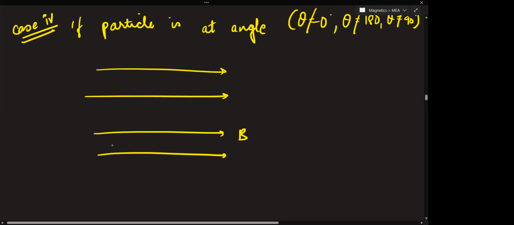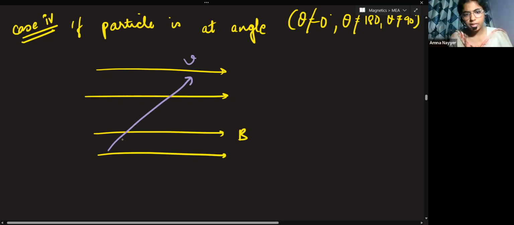So let's say this will be the velocity. It's making an angle of theta. The charged particle is going with this velocity. Right now we are not focusing on the direction, we're just calculating the magnitude.